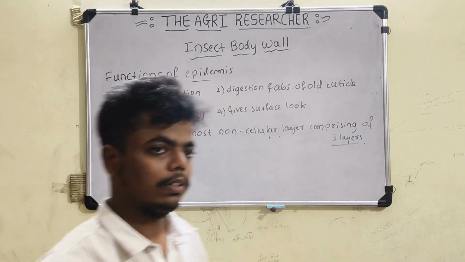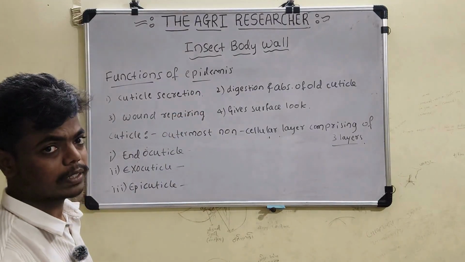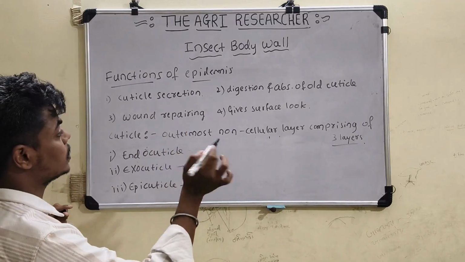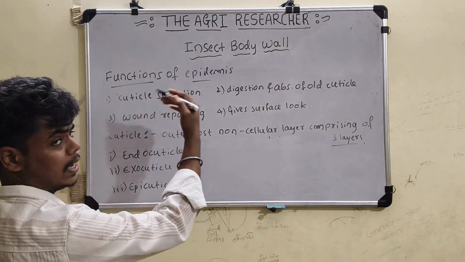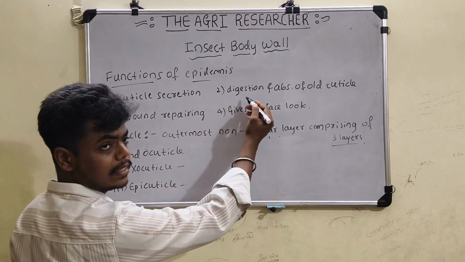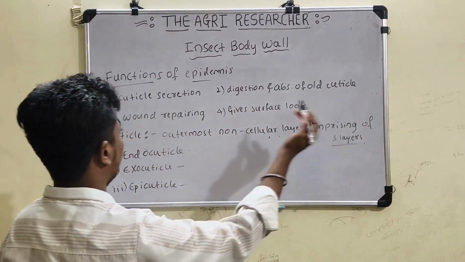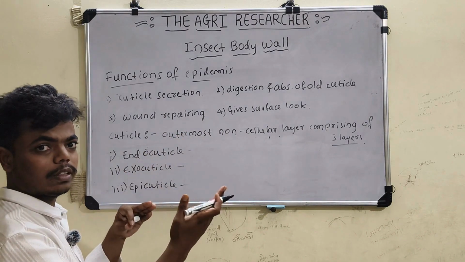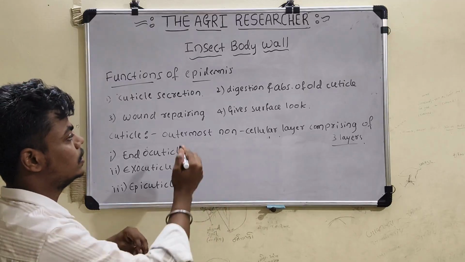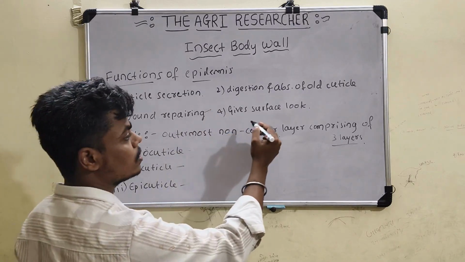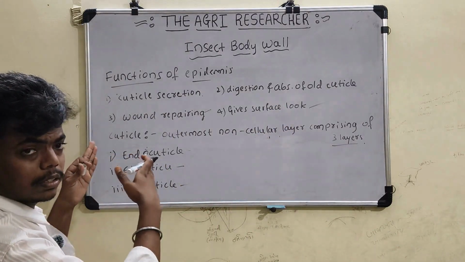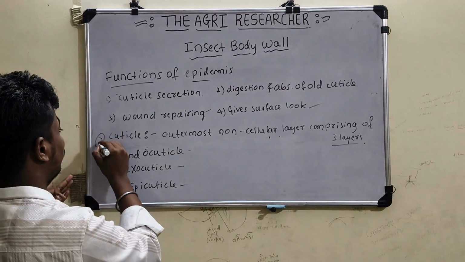Let's move to the next part, the functions of epidermis. What are the functions? These are very important points. There are four functions: cuticle secretion, it secretes the cuticle; digestion and absorption of old cuticle; wound repairing, meaning any injuries are repaired or recovered; and giving the surface look.